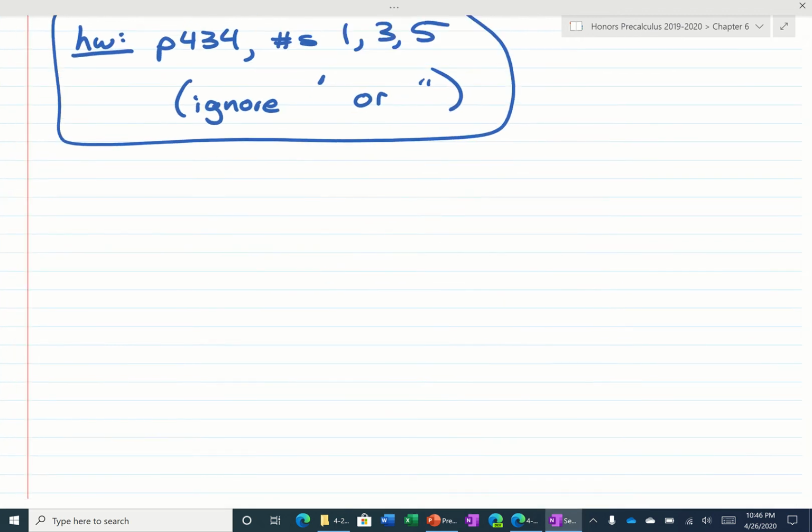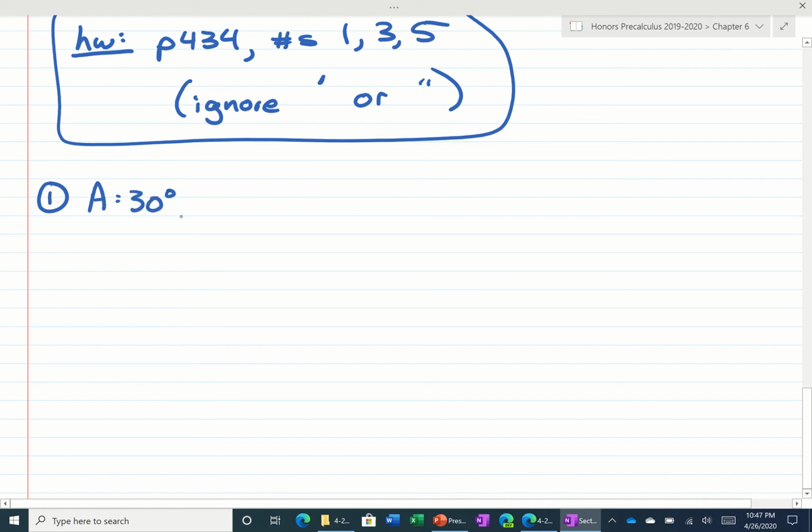So for number 1, the problem says you know that angle A is 30, side A is 12, and angle B is 45. So this is similar to problem number 3. It's the same thing with different numbers here. So I'll do number 1 and 5.